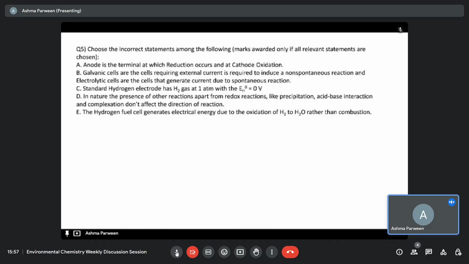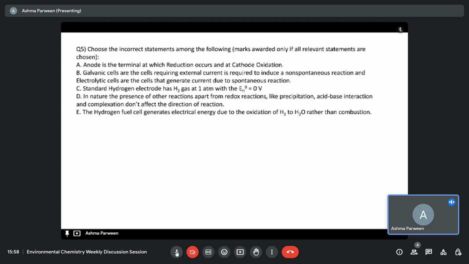Option C is standard hydrogen electrode has hydrogen gas at 1 atm with electrode potential of 0 volt. Next is in nature, the presence of other reactions apart from redox reaction like precipitation, acid base interaction and complexation does not affect the direction of reaction. And last is the hydrogen fuel cell generates electrical energy due to oxidation of hydrogen to H2O rather than combustion.